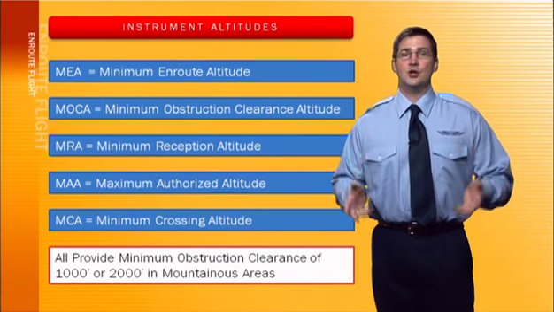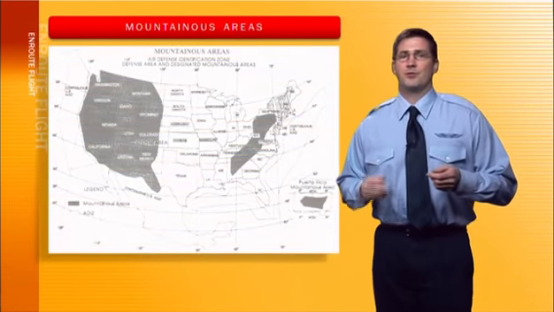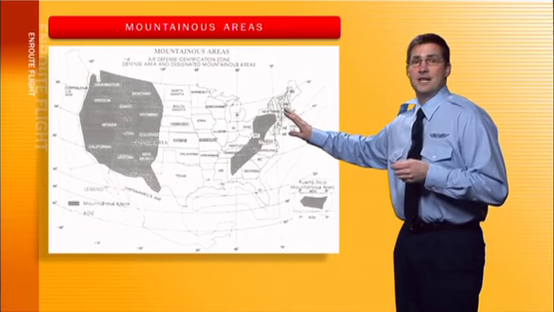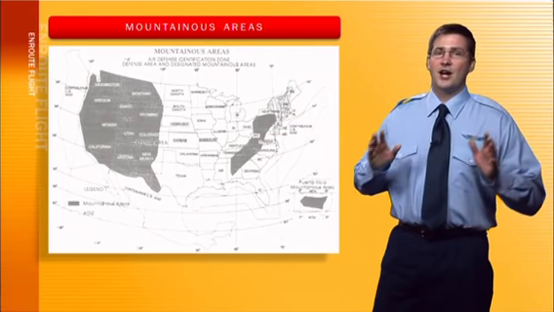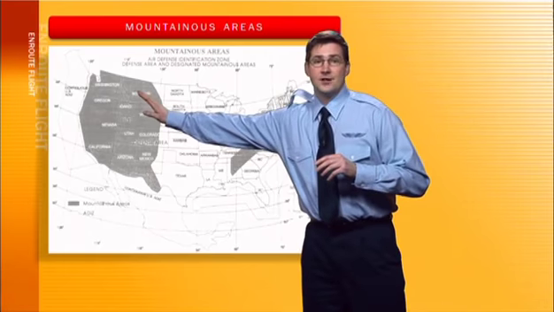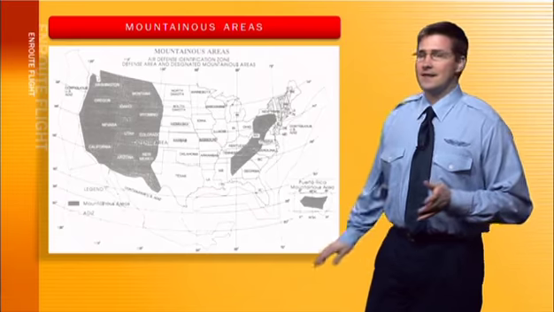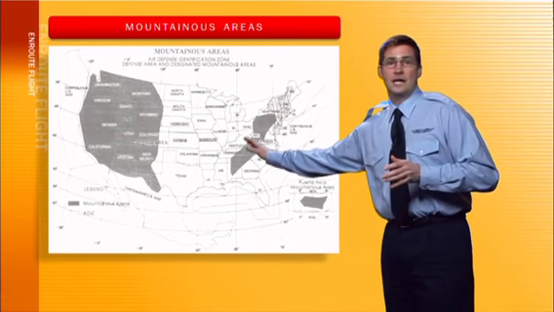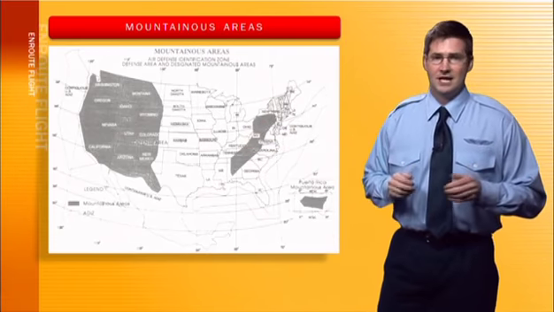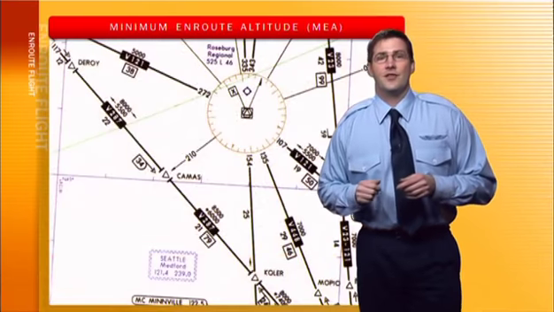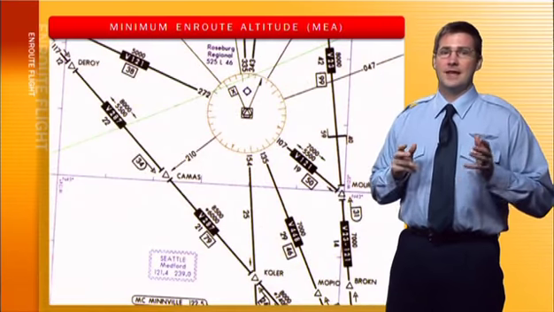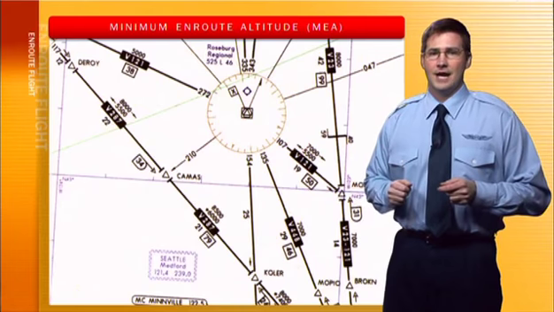areas. You distinguish mountainous areas with this chart provided by the FAA showing mountainous areas here. Notice the entire western United States is actually considered mountainous area, shown with this shading. In the eastern U.S., the Appalachian Mountains are the only areas that are covered with a similar gray shaded area. Let's focus on the first of our minimum altitudes, the MEA, or the minimum en route altitude.